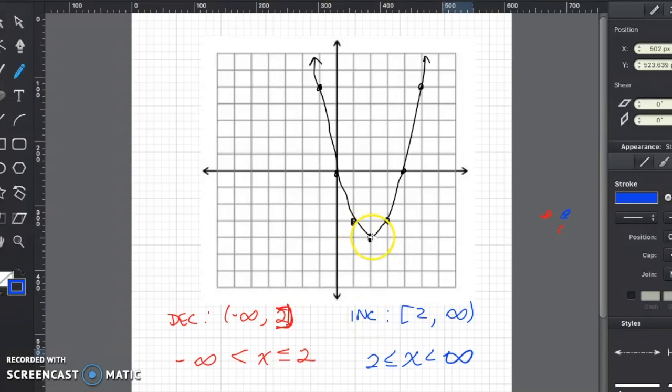It's kind of a funky thing that's going on right here, and you'll figure out more about that next year in your math class. But basically, this point is both decreasing and increasing for us. So we're going to stick with that for now, and we'll expand on it later.